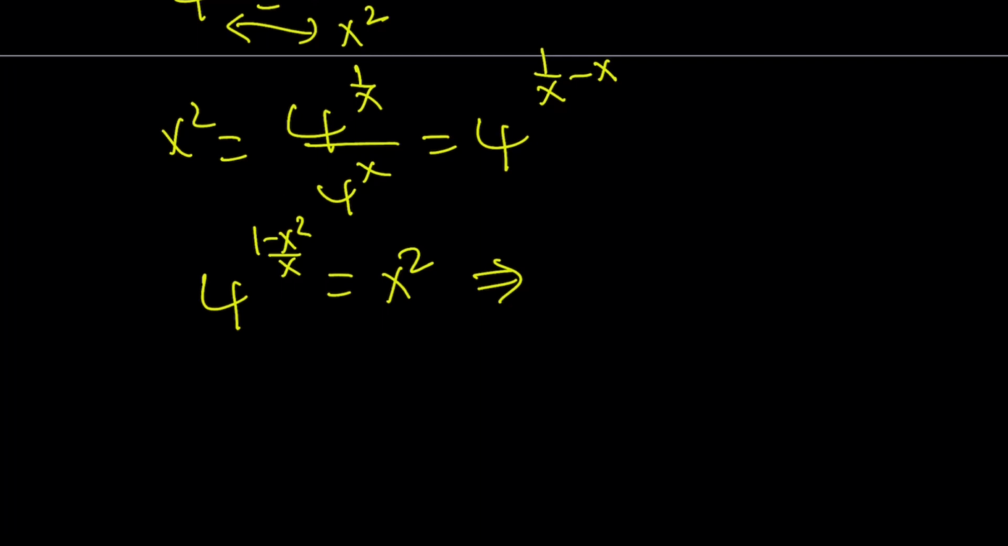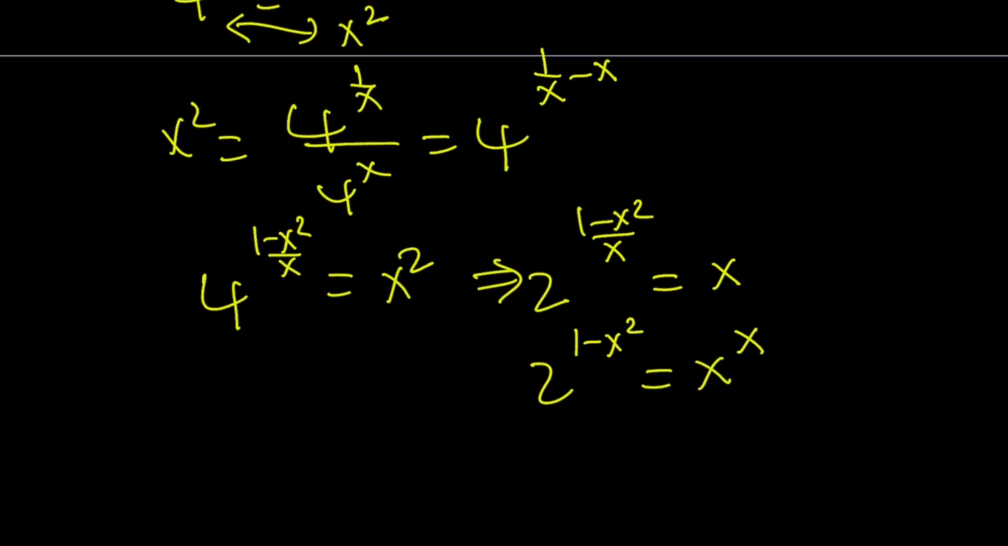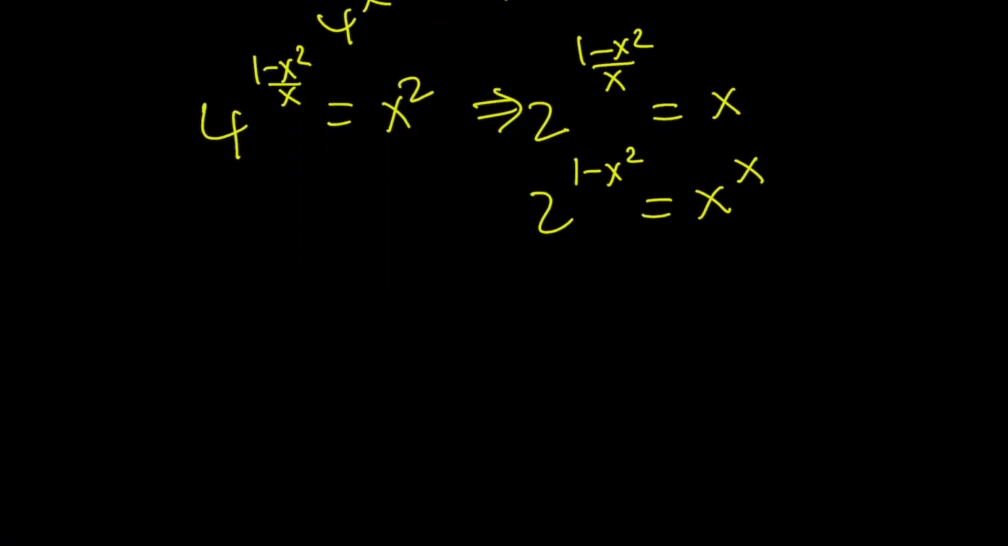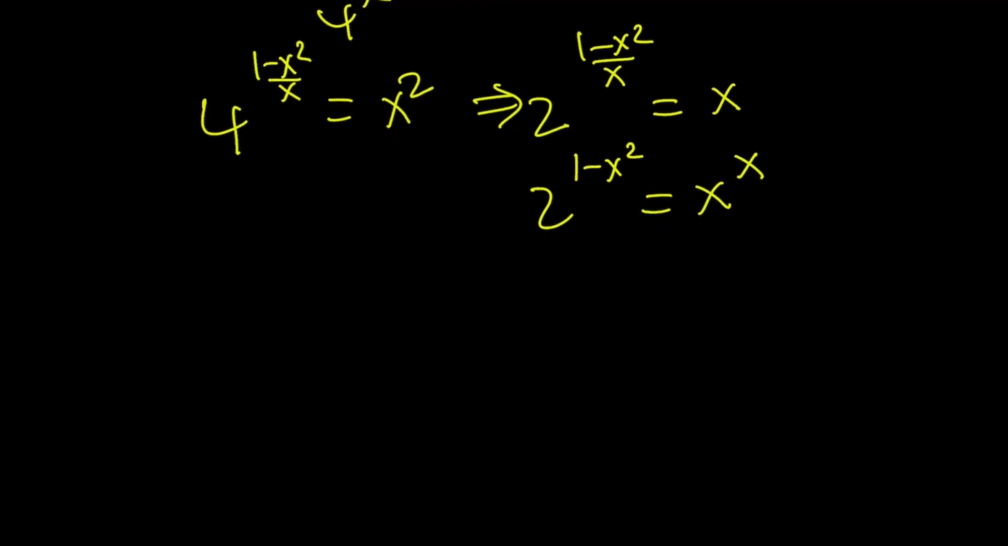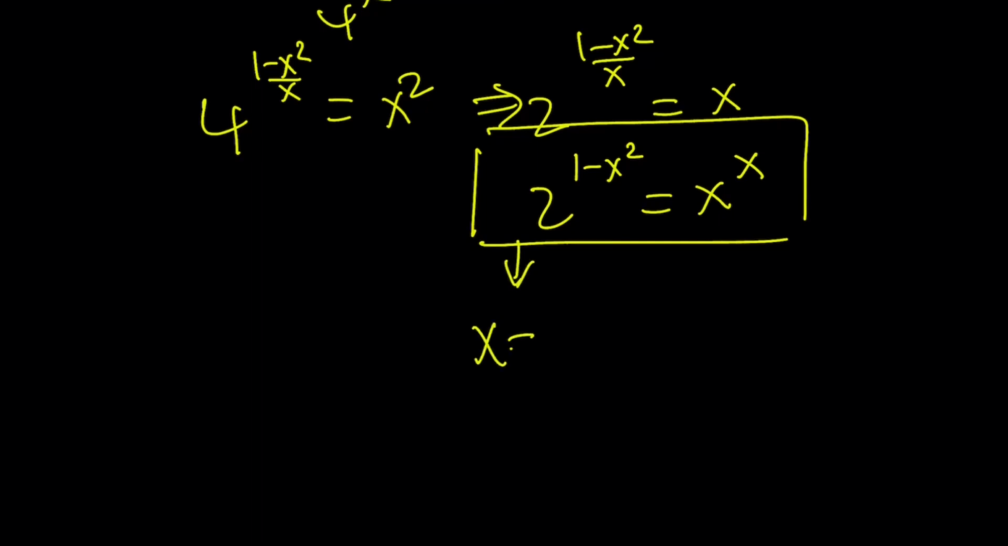So what am I going to do? Square root both sides. 2 to the power (1 minus x squared) over x equals x. And then raise both sides to the power x. And guess what? This is the exact same equation that we have handled 3 days ago, on September 23rd, to be exact. Okay, so this is my equation. And as you should know, this has a solution at x equals 1.